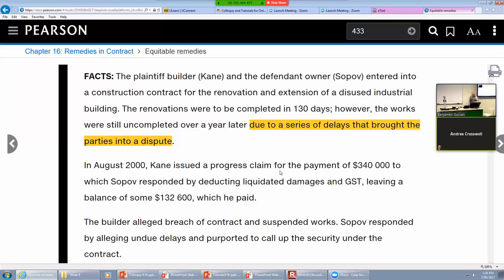For the payment of $340,000, Sopov responded by deducting liquidated damages and GST. Why did they deduct liquidated damages? First of all, what is liquidated damages?